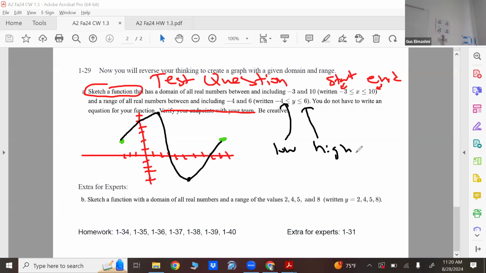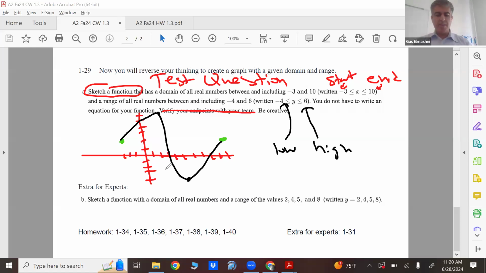So I got a little creative. I know I have to start at -3 and end at 10. I did that. I know the peak is at 6 and the low point's at -4. And there you go. There's my graph. Is my range from -4 to 6? Yes. Is my domain from -3 to 10? Yes.